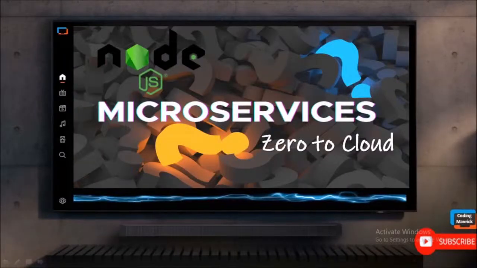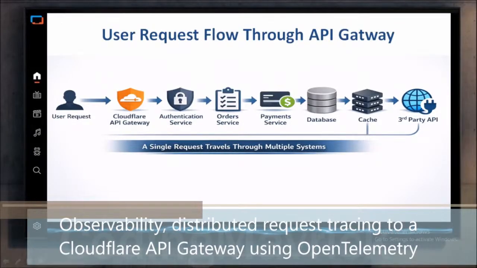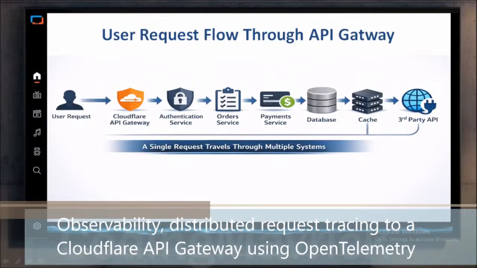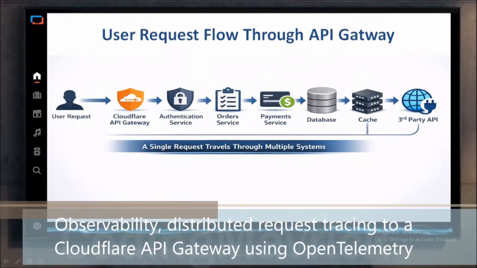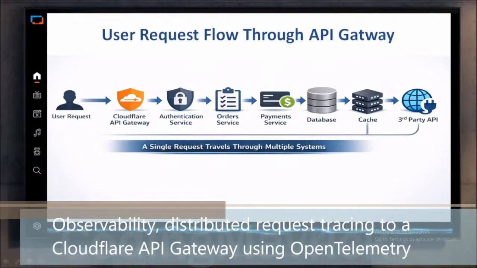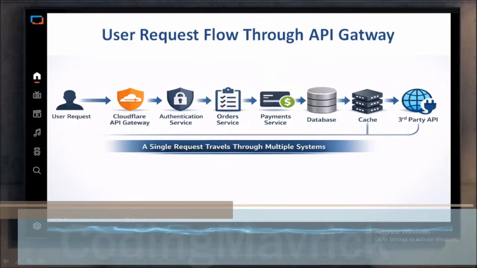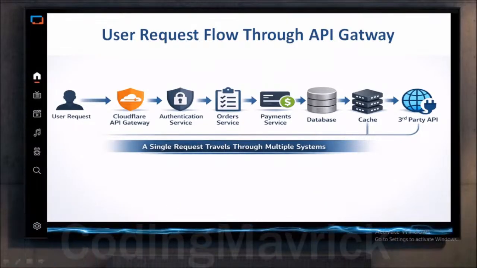Hello viewers, welcome back to the Node.js Microservices from Zero to Cloud series. Viewers, in modern microservices and API gateway architecture, a single user request does not go to just one server. It actually may travel through multiple systems. For example, a request might go from the Cloudflare API gateway to the authentication service, then go to the order service, then to payments, then to a database or a cache, and maybe even a third-party API.